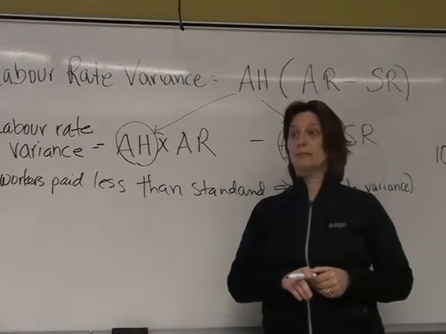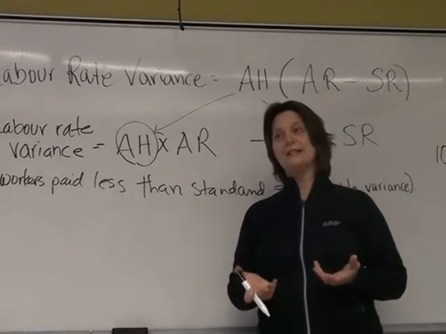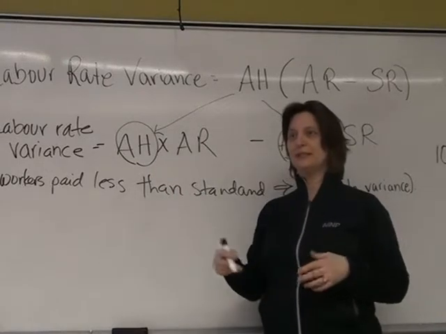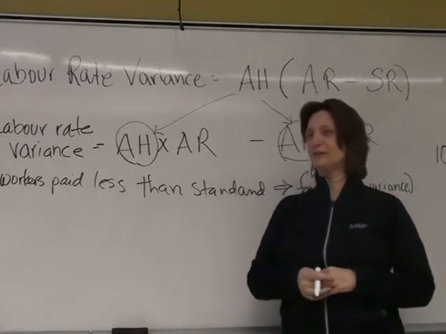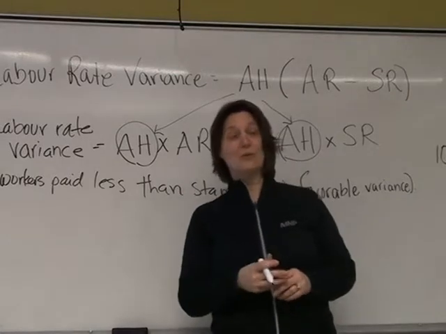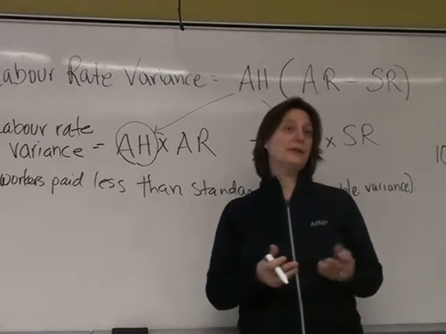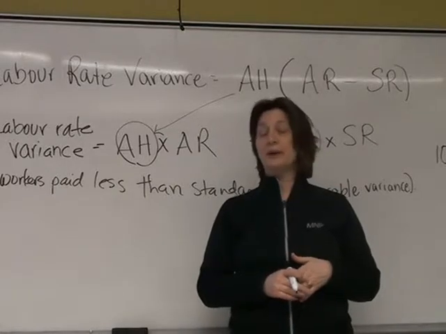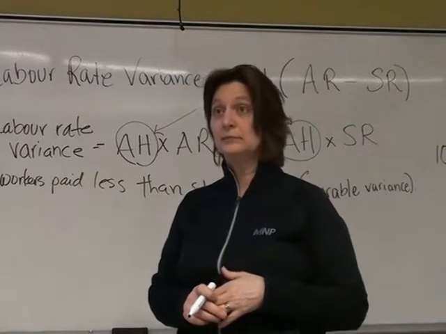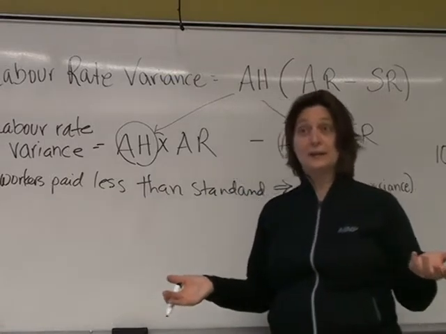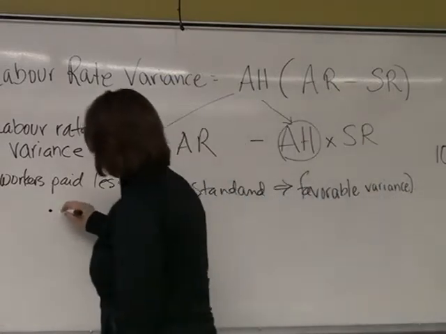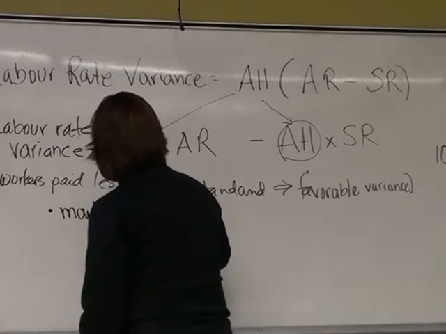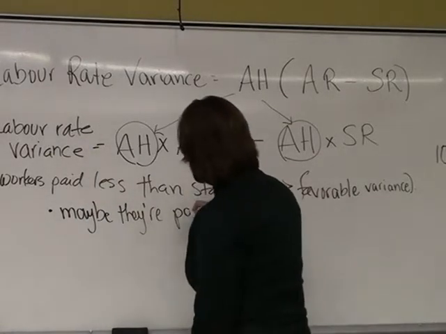Work less hours. Well, working less hours won't actually affect the variance, because then you just need more. So, good thinking, but that won't actually affect the variance. Maybe they're underpaid. Yeah, maybe they're underpaid. Can you think of any other reasons?